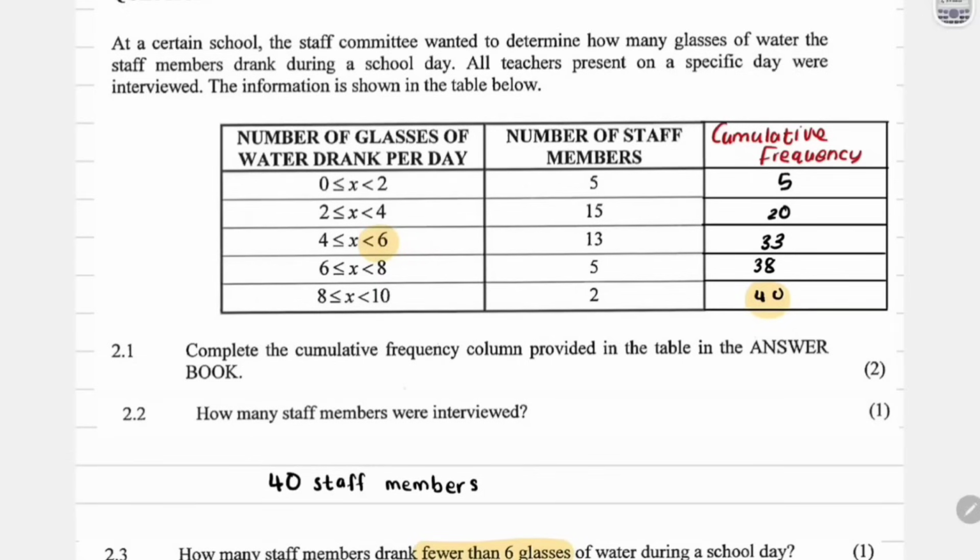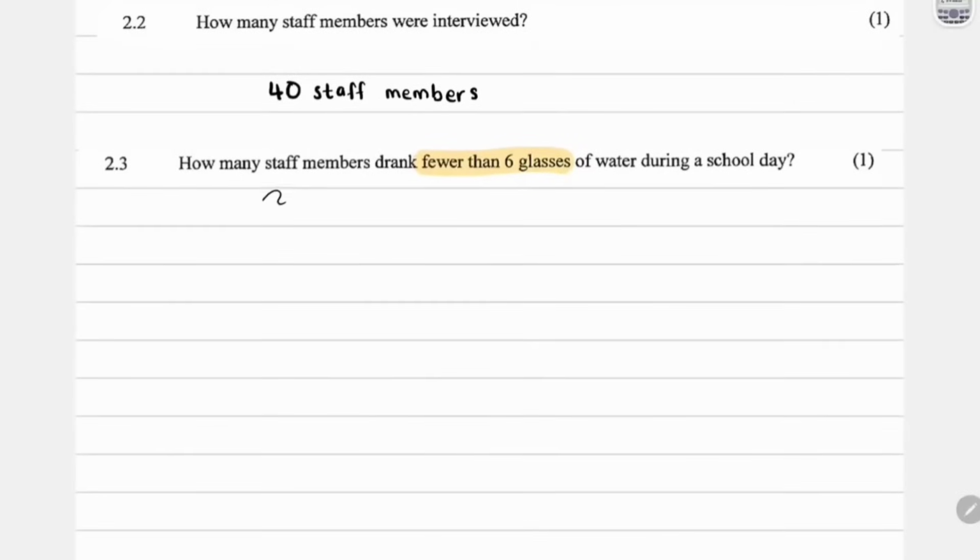But they didn't ask you for 4 to 6 glasses. They specifically asked for the total staff members that drank fewer than 6 glasses. So as long as it's less than 6, you take it. So that means you have to take the total teachers in this class and the total teachers in this class as well, because that's fewer than 6. And even here. So really what you're going to do is, instead of adding these, you know that the number that you're going to get here belongs to everything that is in these classes. Okay, so we're going to actually say that's actually 33 teachers that drank fewer than 6 glasses, because if you added these up together, you would indeed get 33. So the cumulative frequency in this situation would have helped us to find that. So that is a total of 33 staff members. Okay, moving on to the next question.